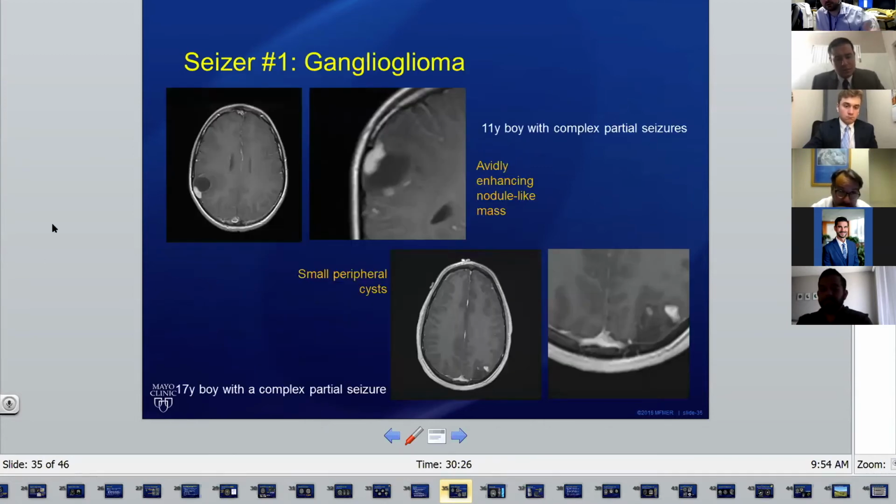So here's what a ganglioglioma looks like. On the top here, there's an 11-year-old boy who presented with complex partial seizures, and he got an MRI. You can see this homogeneously, avidly enhancing lesion located peripherally, associated with this relatively small cyst, and this was in the parietal lobe. Similarly, here's another patient, a 17-year-old boy who also presented with a seizure, and a very similar appearance. This is very characteristic of a ganglioglioma.